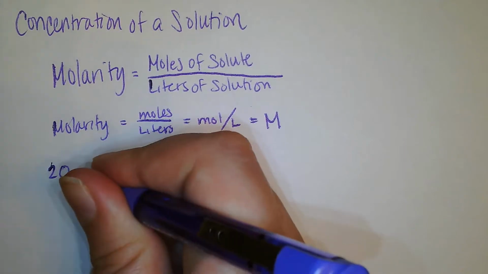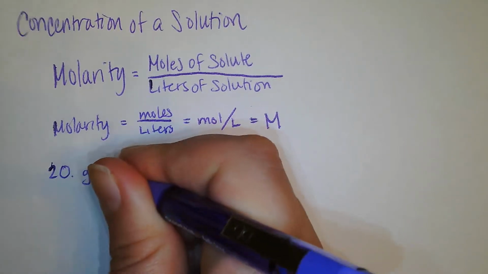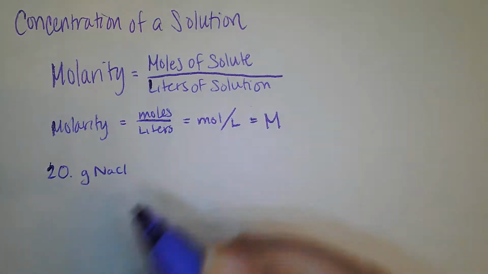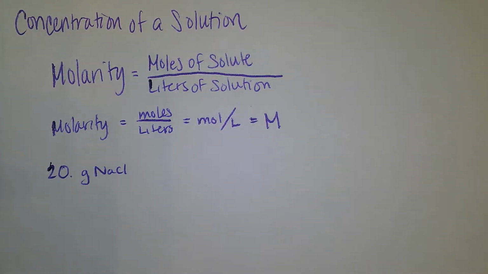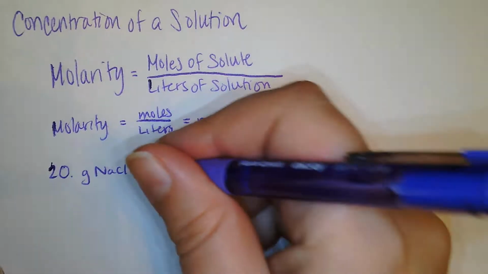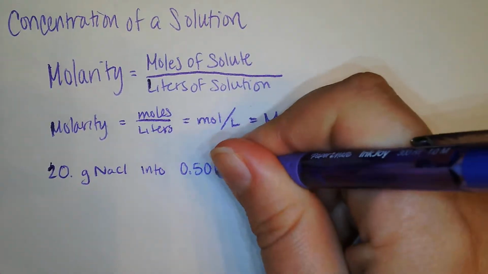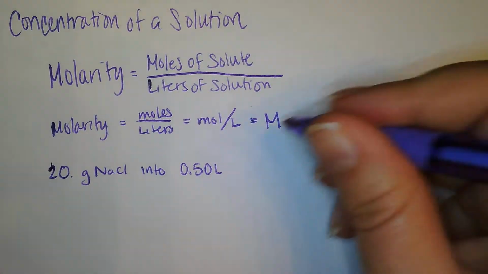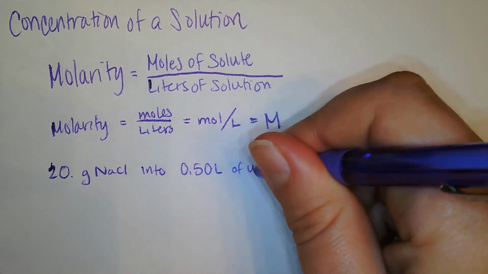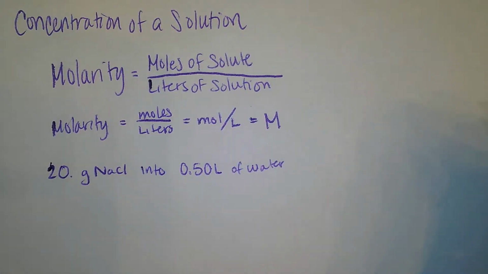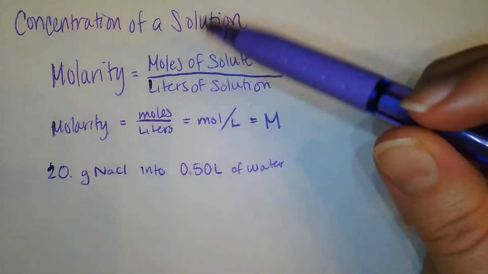So let's say we have 20 grams of NaCl. We measured out 20 grams of NaCl, and we want to dissolve that in 0.50 liters of solution. What would be the molarity of our solution? How concentrated would it be? So we're going to do moles per liter.